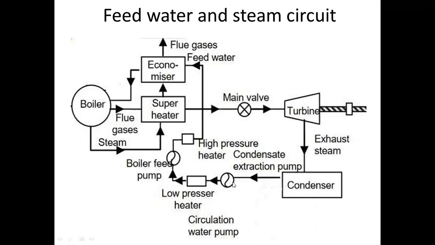So we are using a condensate extraction pump, and with the help of that pump we are removing the condensate from the condenser, and we pass it through the low pressure heater. Then we are using another pump, which is known as the boiler feed pump. That boiler feed pump supplies this water from the low pressure heater to the high pressure heater and sends it to the boiler through the economizer.